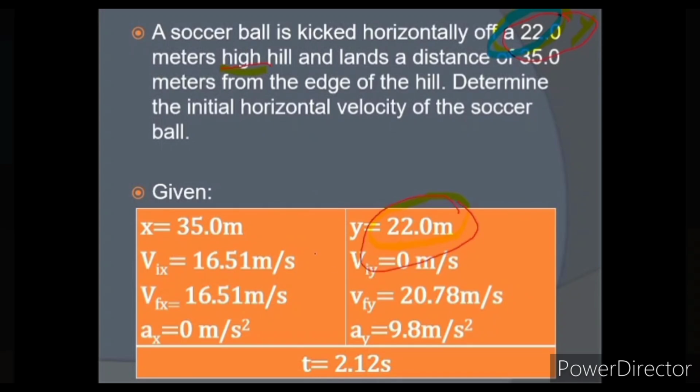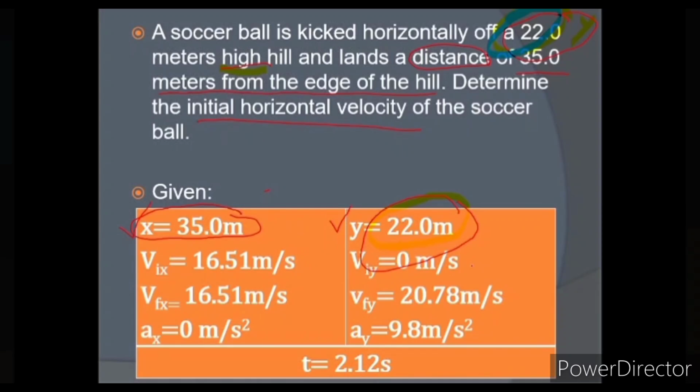Next, it lands at a distance of 35 meters from the edge of the hill. So, it's referring to the distance. So, you're dealing with the x, or your range. So, we already have a value for the x, which is your range or the distance, and a value for the height. We're looking for the initial horizontal velocity of the soccer ball.